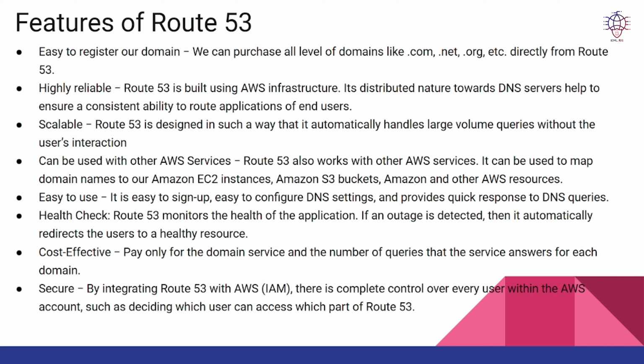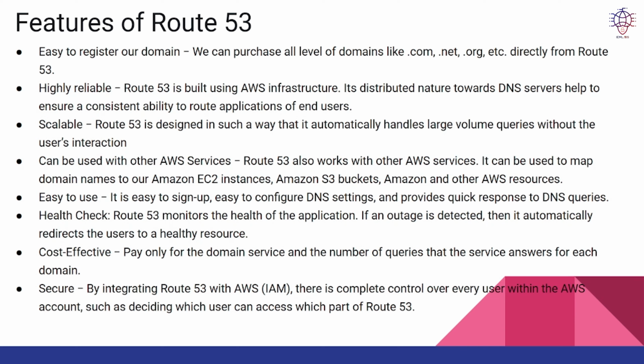The first one is easy to register our domain. We can purchase all levels of domain, for example .com, .net, .org, etc., directly from Route 53. The second one is that it is highly available. Route 53 is built using AWS infrastructure. Its distributed nature of DNS servers helps to ensure a consistent ability to route end users to the application.